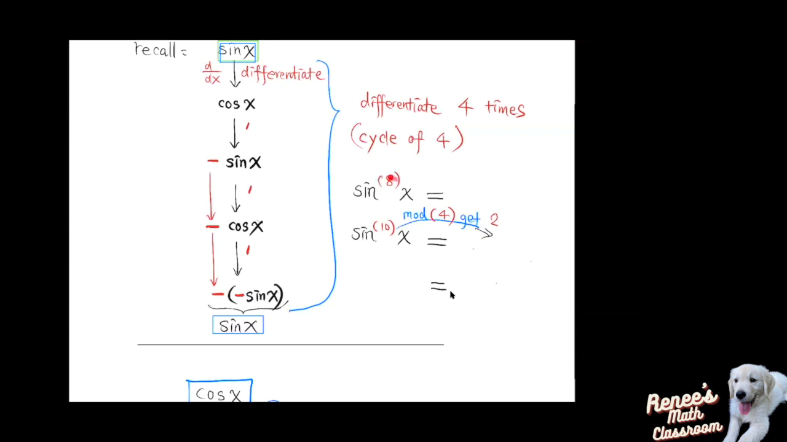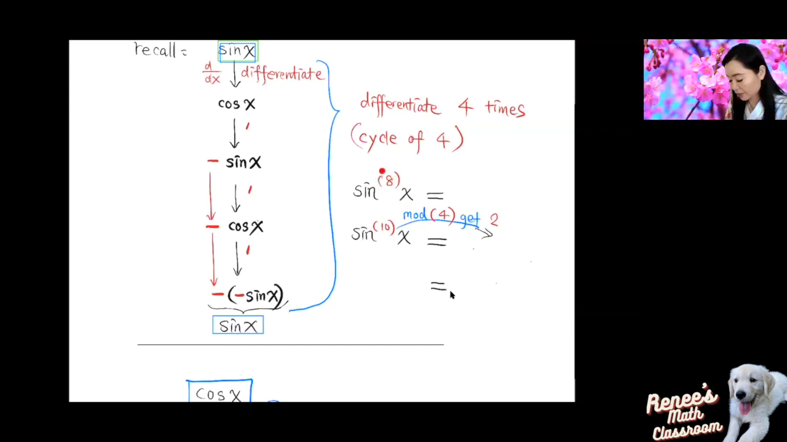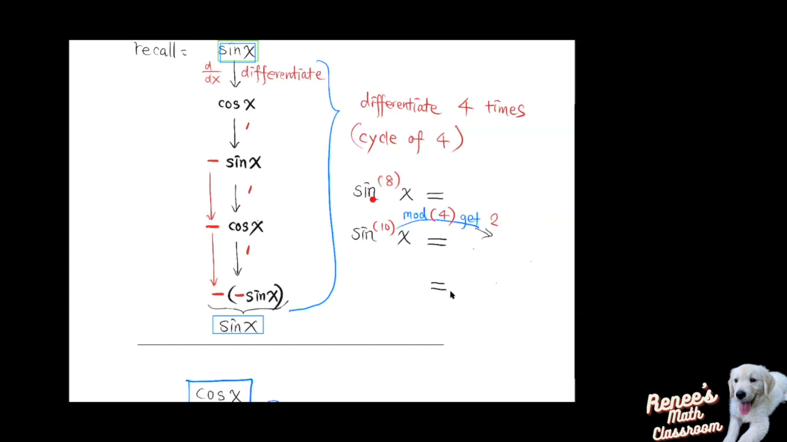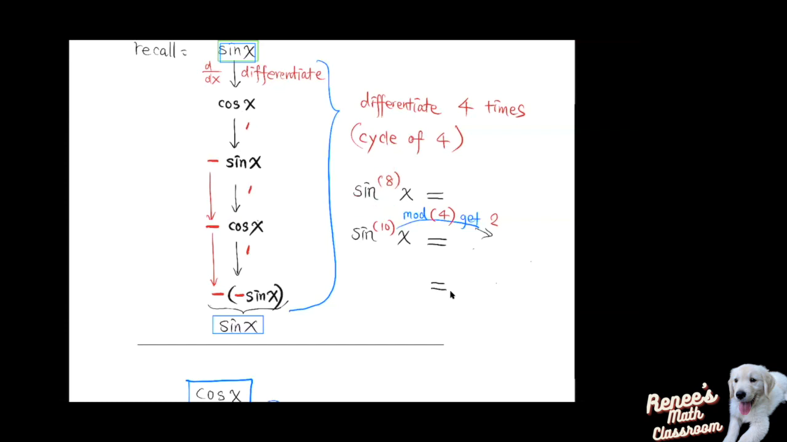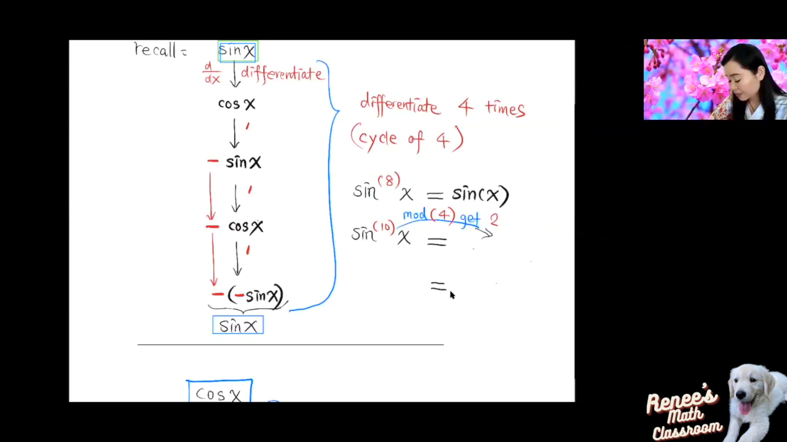What's the 8th derivative of sine x? You see over here, when I put a parenthesis here, that's indicating this is the 8th derivative of the sine function. What's the 8th derivative of sine x? Sine x? Yes, it's sine x, okay? Because it has a cycle of 4. So we're going to get back sine x itself because this is a multiple of 4, right?